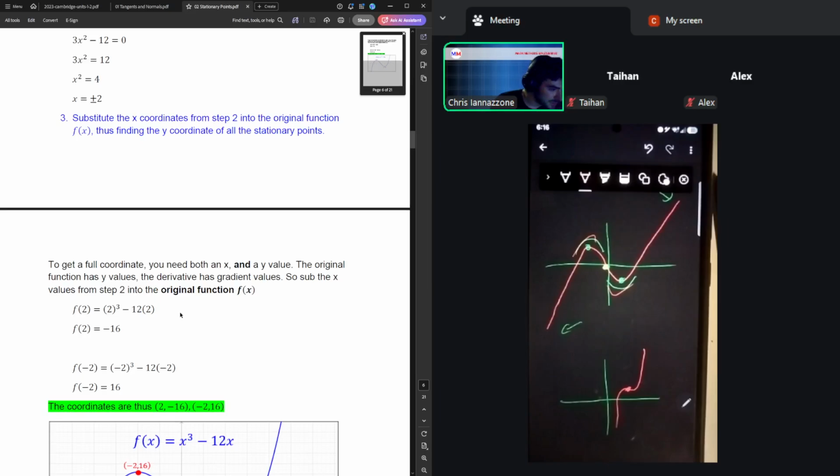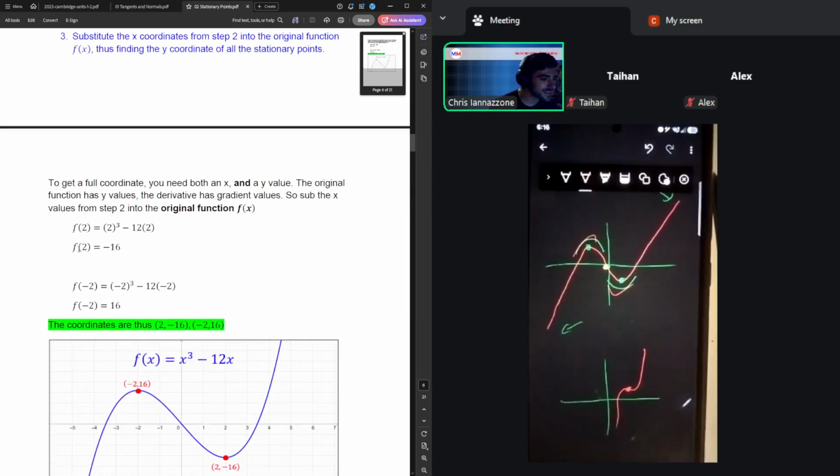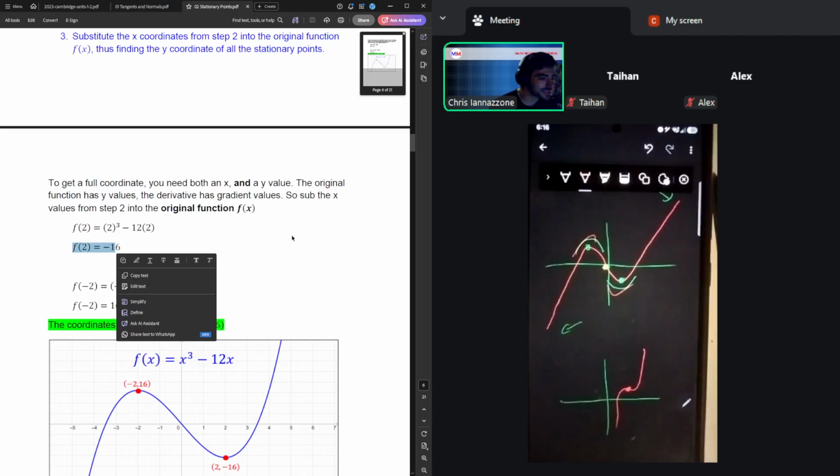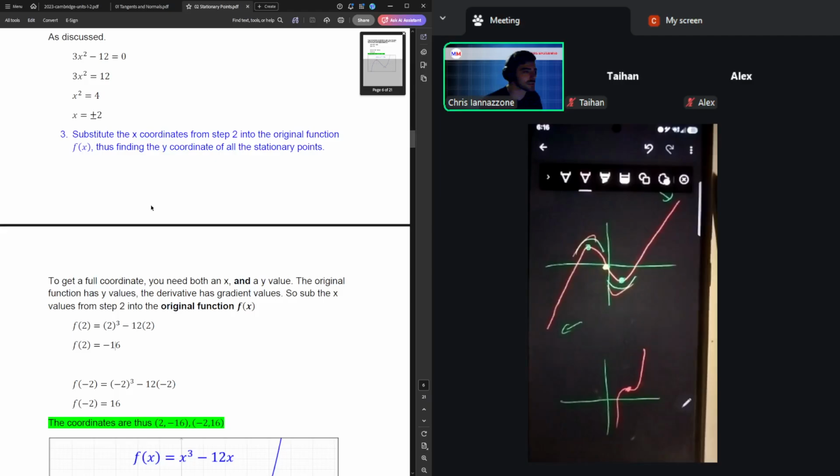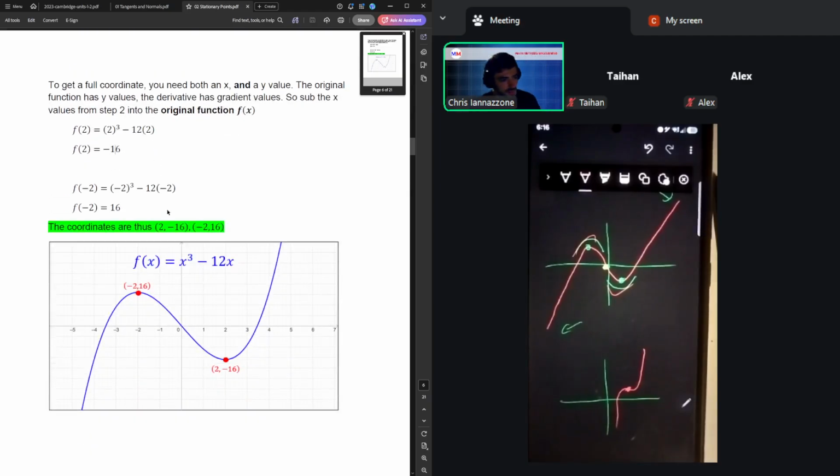It's a very easy mistake to plug it into the derivative by accident, and then you'll be like, oh no, the y coordinate's also 0. No, not quite. Make sure you plug it back into the original function, because that's the one that has x and y. Derivative has x and gradient. And yeah, we basically have the exact same drawing I drew, more or less, just with actual numbers now. Right there would be an inflection point, but finding that's a bit challenging.